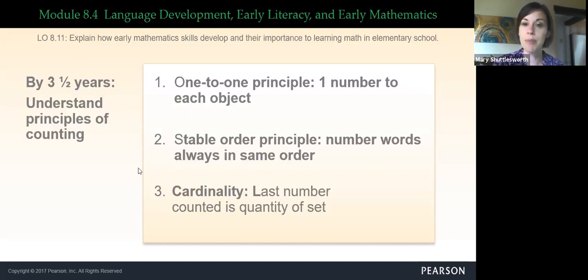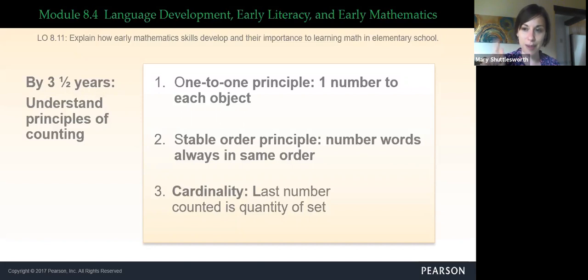The first one is what's called the one-to-one principle. One-to-one principle means that one number applies to one object. So if I'm counting something in a list, 1 applies to just one object, 2 applies to a separate object, 3 applies to another object, and so on and so forth.